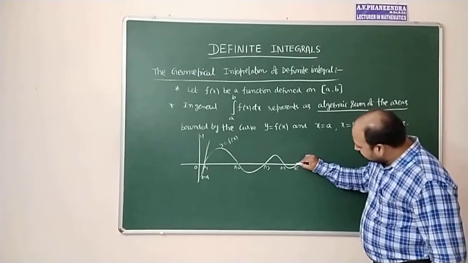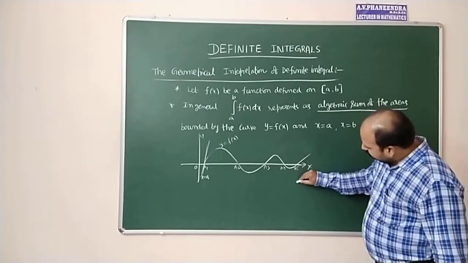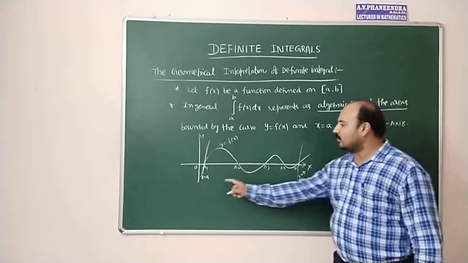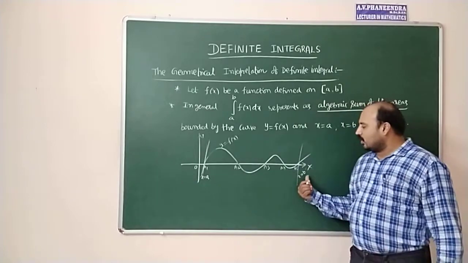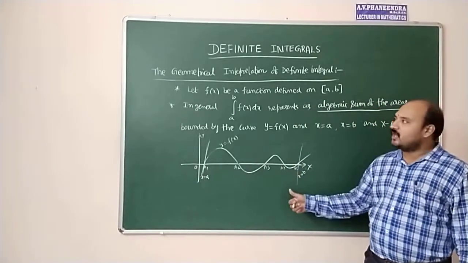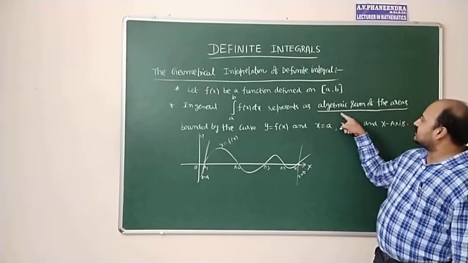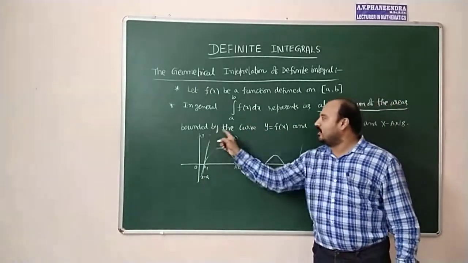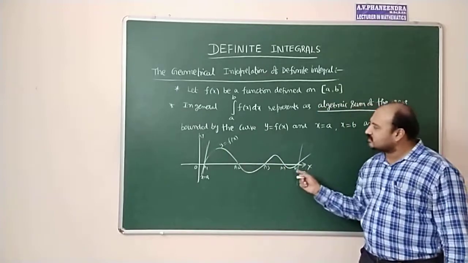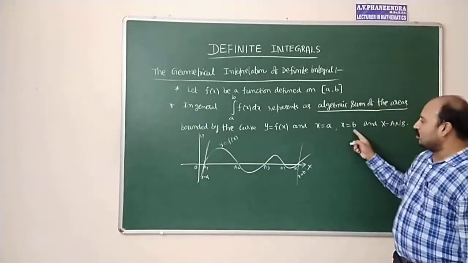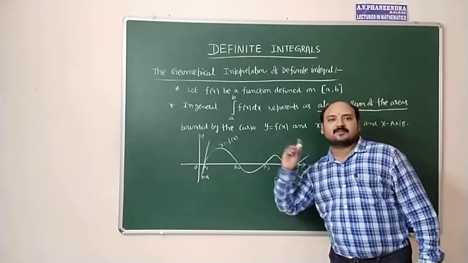Here, the last one, x is equal to b. That means small a is equal to a1 here, small b is equal to a5 here. In general, integral a to b f of x dx represents the algebraic sum of the areas bounded by the curve y is equal to f of x, the line x is equal to a, the line x is equal to b, and the x-axis.